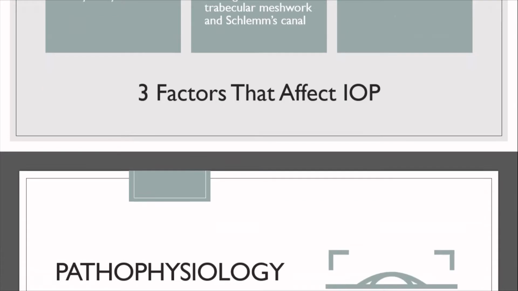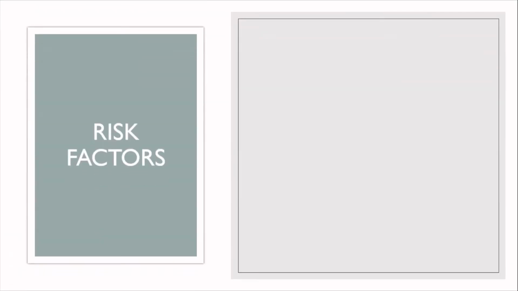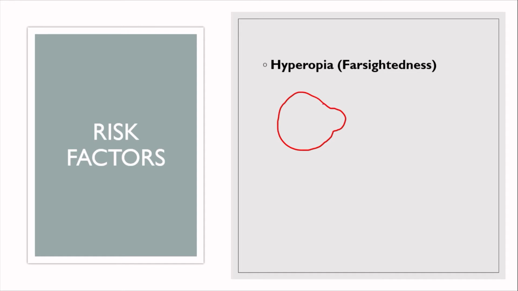So as for our pathophysiology, risk factors, first of all, is hyperopia or farsightedness. If I can draw a normal eyeball here, and then our lens and our iris, and have an eyeball that is hyperopic. Eyeballs that are hyperopic tend to be shorter.